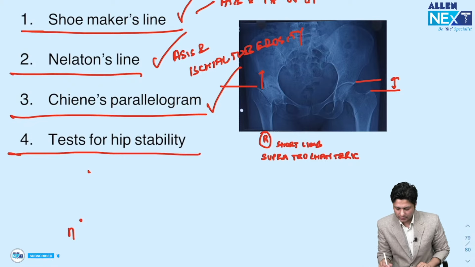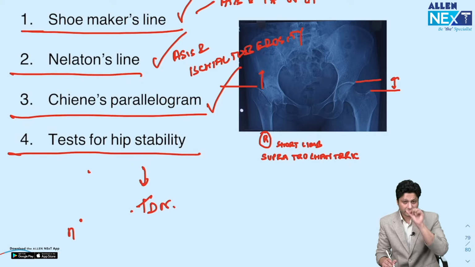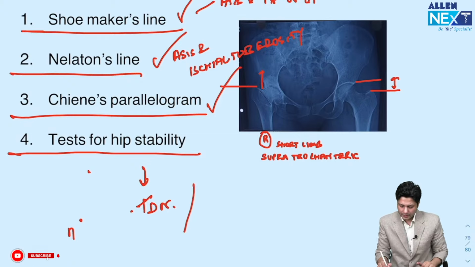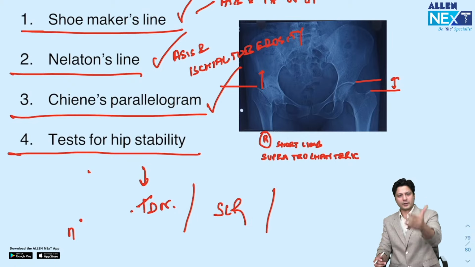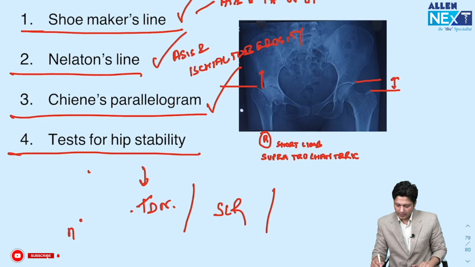And finally, the tests for stability of the hip joint. One of the tests that we have already discussed is the Trendelenburg test. These are the tests for assessment of stability. The second test is the SLR test, that means straight leg raising. If you ask the patient to raise the leg on his own, active SLR, and it is normal, it is stable. And the third one is the telescopy test.